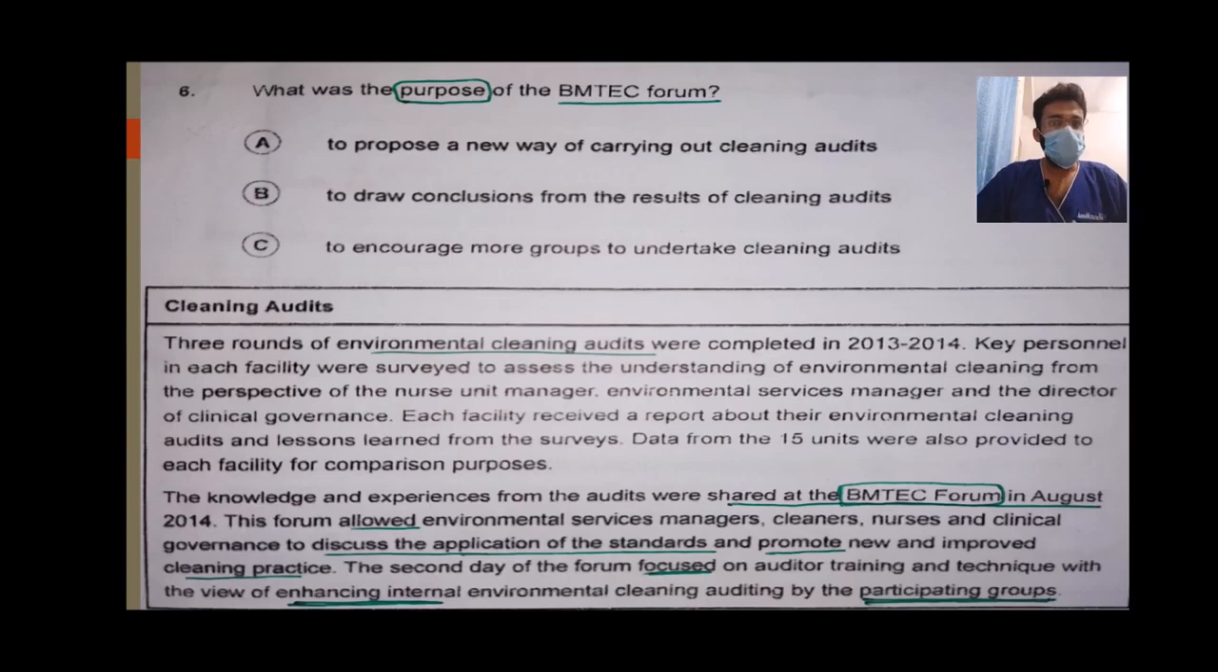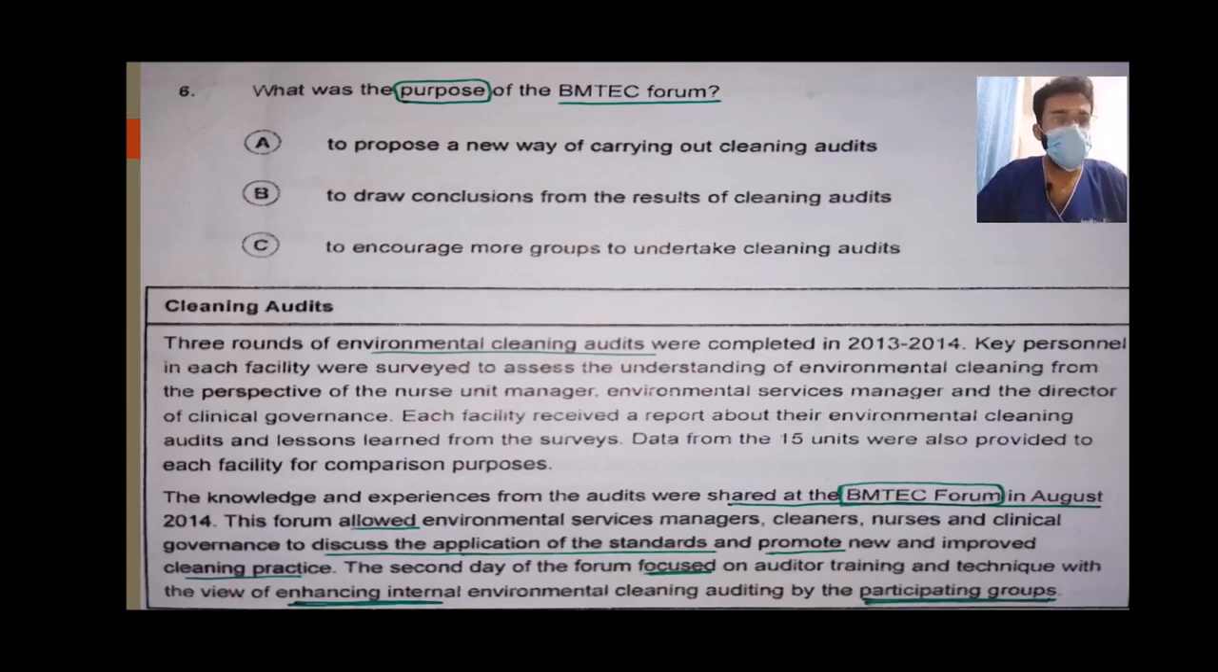Okay. Each facility received a report about their environmental cleaning audit and lessons learned from the surveys. Data from the 15 units were also provided to each facility for comparison purpose. The knowledge and experience from the audit were shared at the BM Tech Forum. So here is our answer. We have to search for the purpose of the BM Tech Forum.